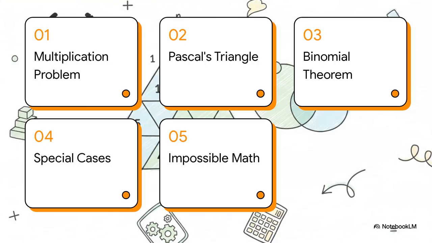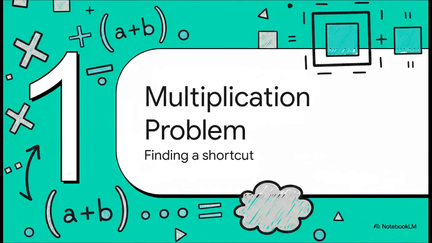So here's our roadmap for today's explainer. 1. The multiplication problem. 2. Pascal's magic triangle. 3. The binomial theorem explained. 4. Special cases and tricks. And 5. Solving impossible calculations. Let's jump into Section 1, the multiplication problem.